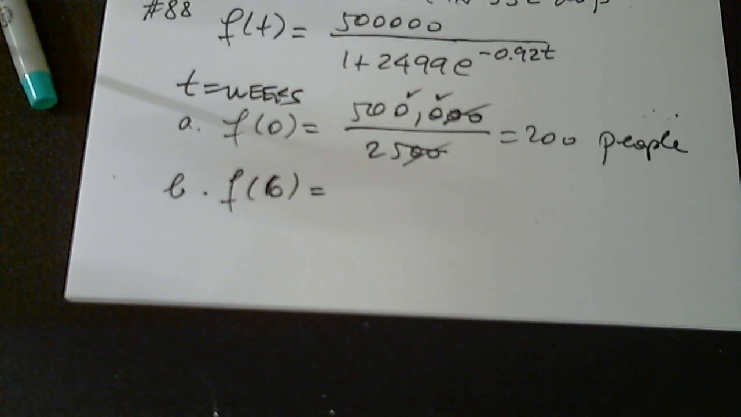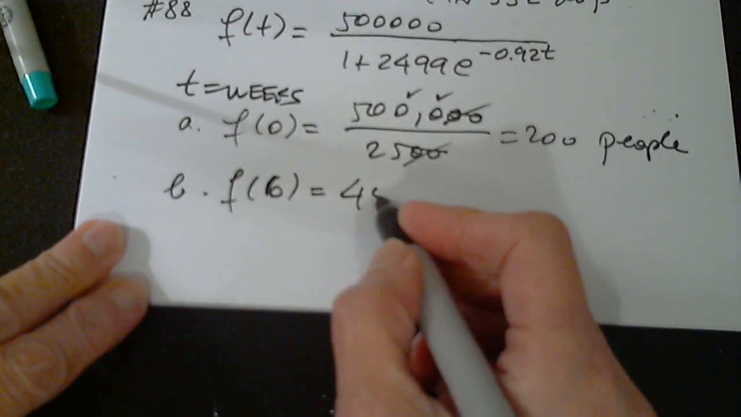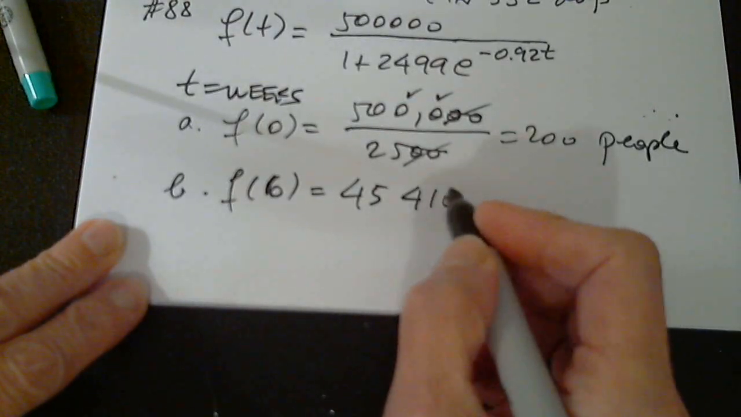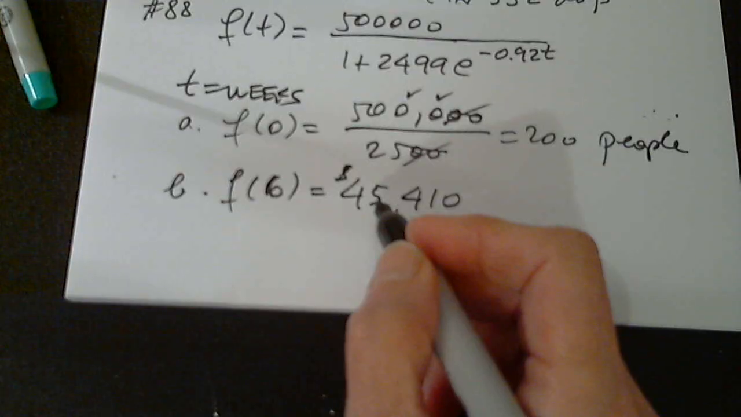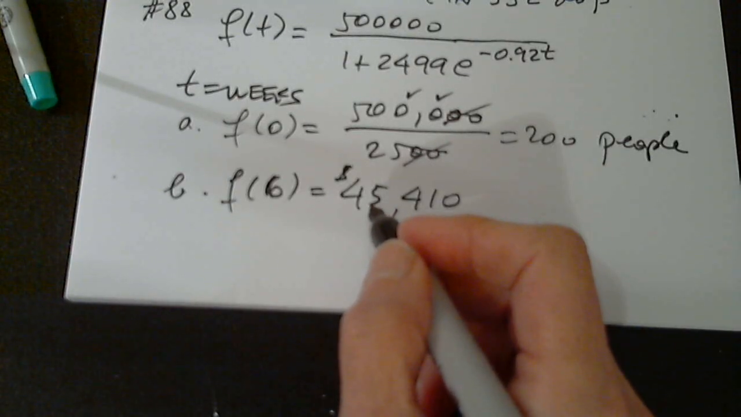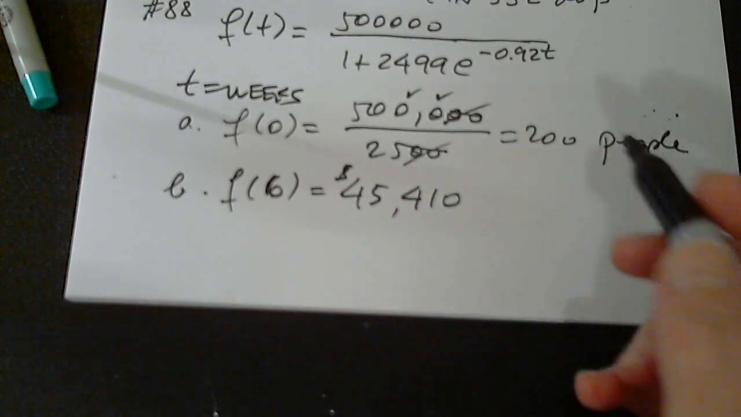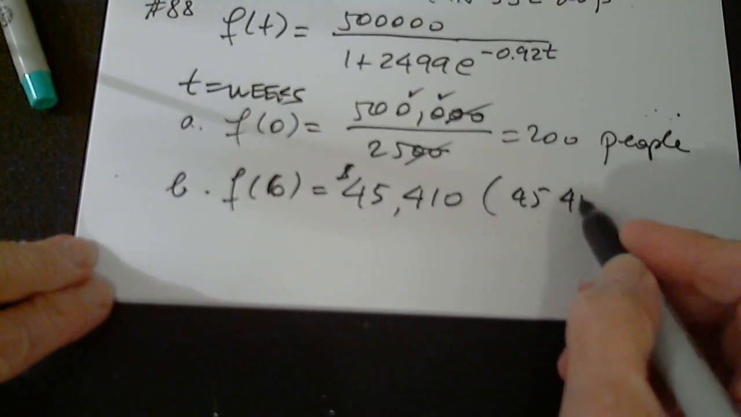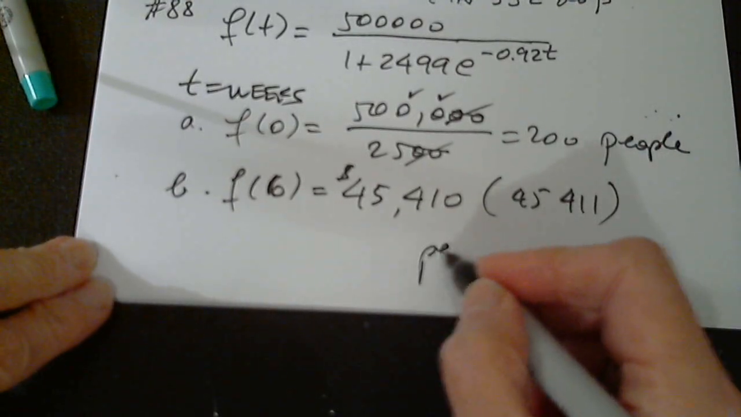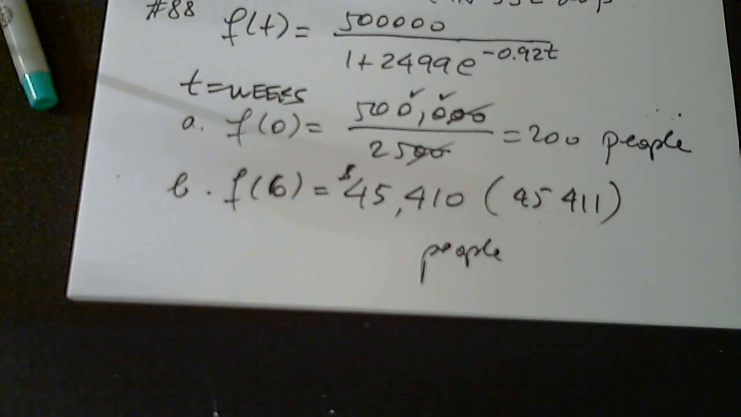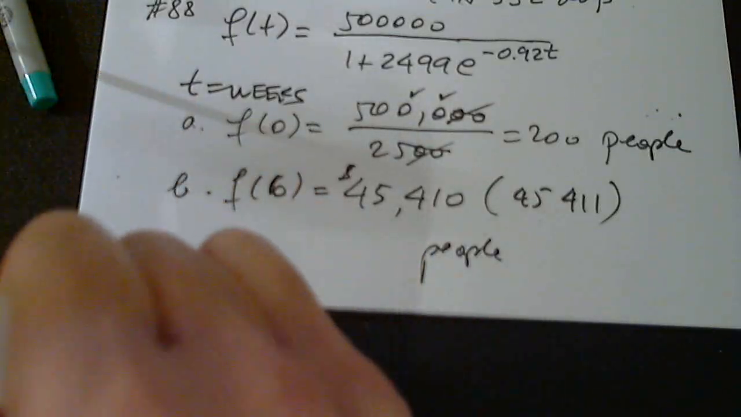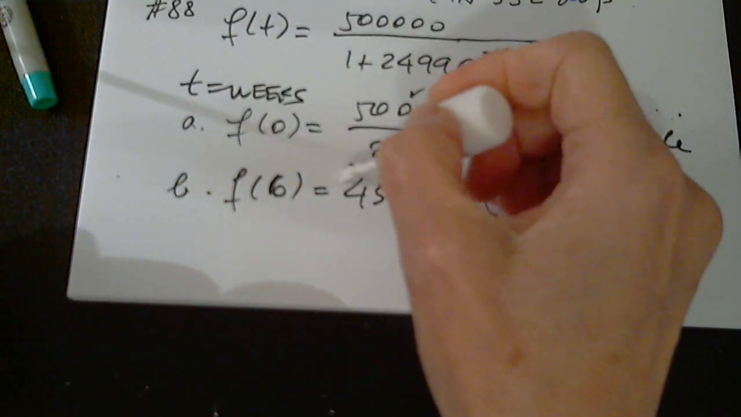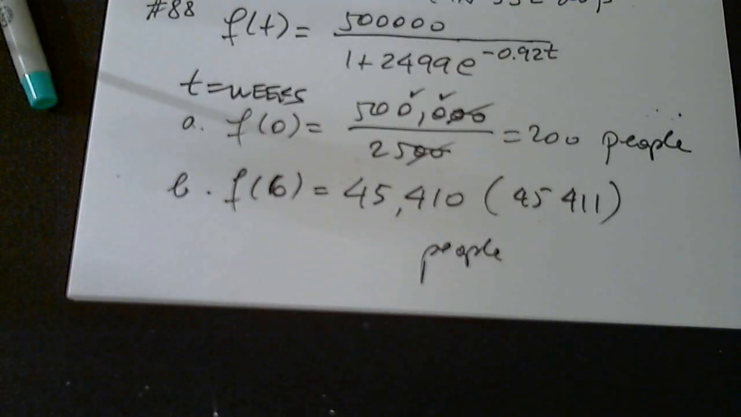Now I have to plug in 6. And I got huge. 45,410 people. Some will say because it's 7, rounded up. I can't round up people, but I'm fine with either one. So 45,411 people. Good.